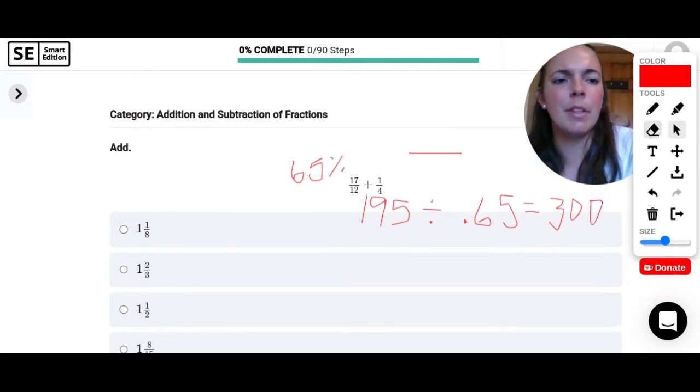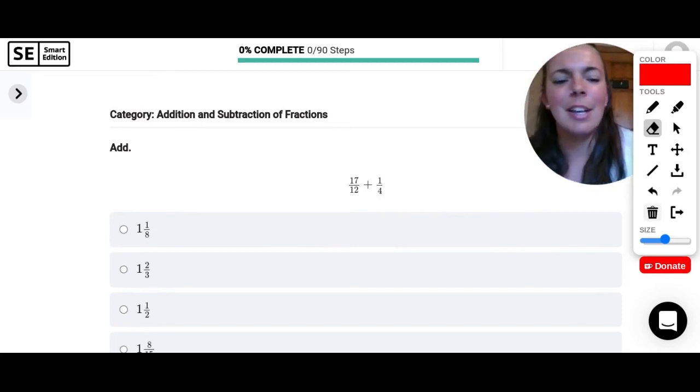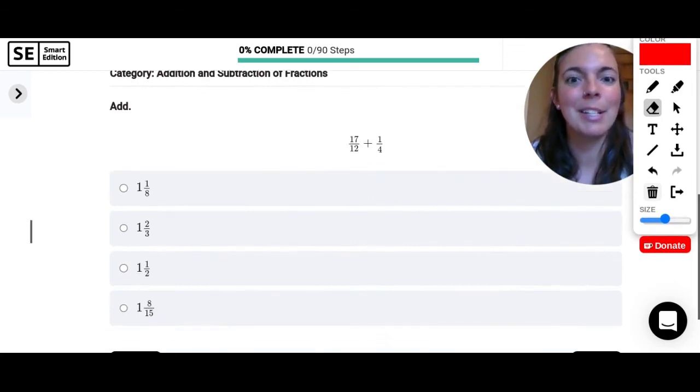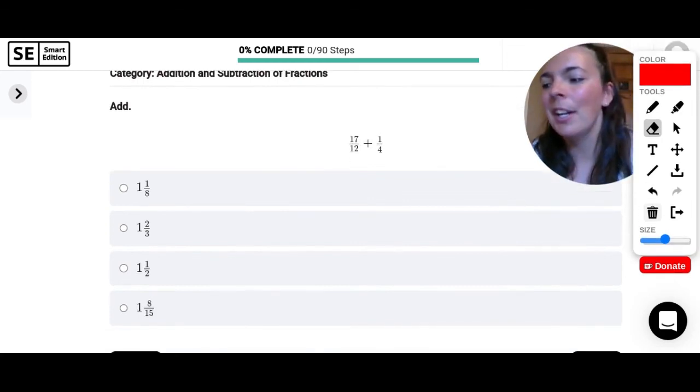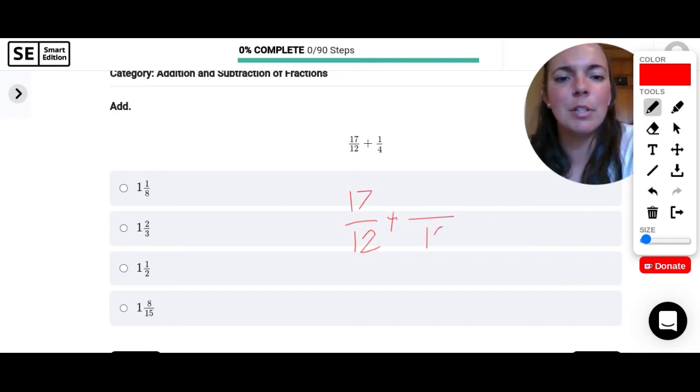Oops, sorry about that. Okay, only a couple more questions here. 1 7/12 plus 1/4, another great one for you to pause the video and practice. Can you get a common denominator? Looks like 12. If we just use 12 as our common denominator, we won't have to change the first one, but 12 is a multiple of 4, so it works. So 1/4 is the same thing as 3/12.